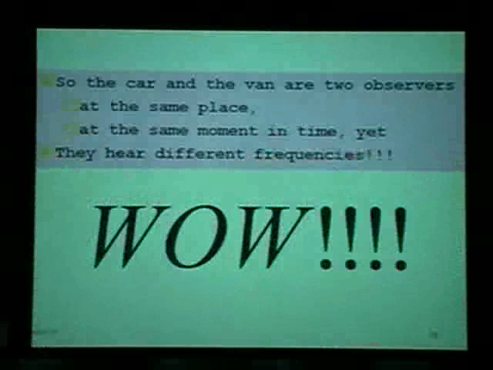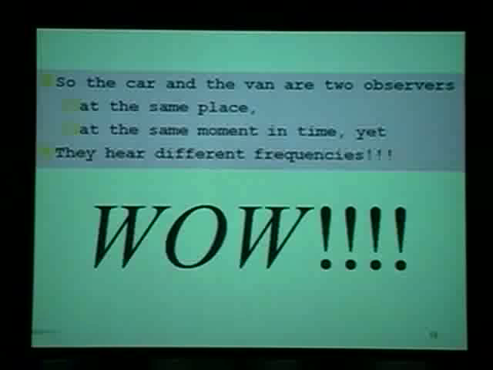Wow. Really? So you have two observers who are at the same place in the universe at the same time, and they hear totally different things, and it's perfectly all right according to physics. Wow. That's interesting.